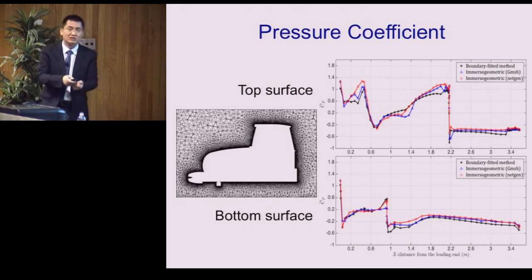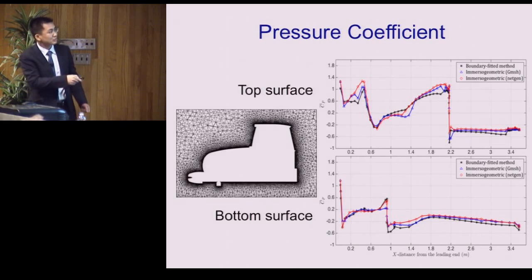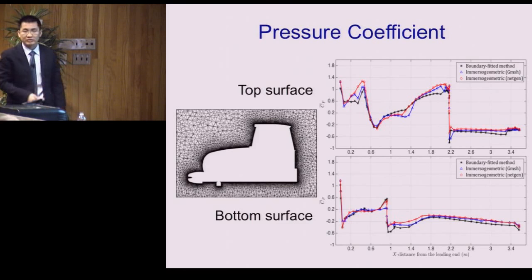Maybe locally we have smaller elements. But if we have larger elements, we are not resolving these small detail features, then of course you are not able to capture that. So this is what I mean by, if you do want to know what's going on there, you have to pay very good attention to this.